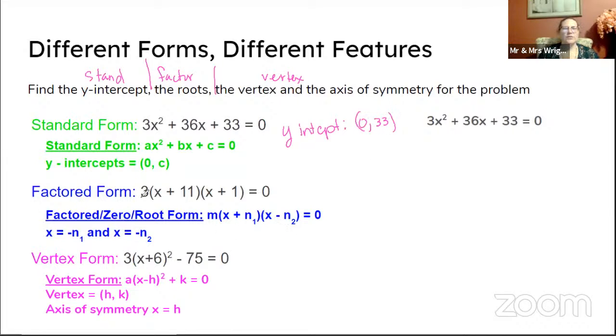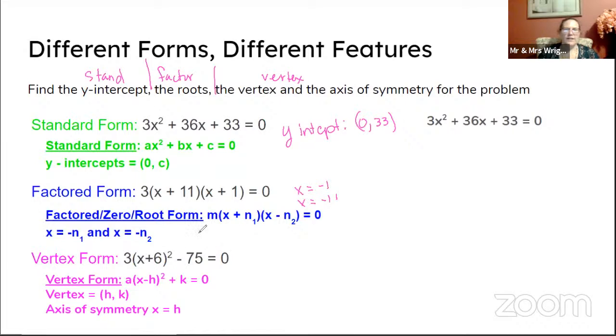Okay, so in factored form, we can easily find the roots or the zeros or the solutions. In this case, there's no coefficient for these x's, so x equals -1 and x equals -11. And as you can see here, going back to this factored form, what they did is they took out the GCF of 3, right? And then they factored it. 11 times 1 is 11, and you add them together, you get 12.